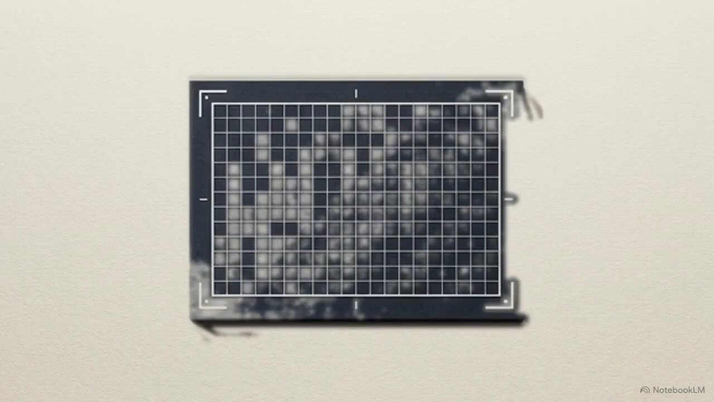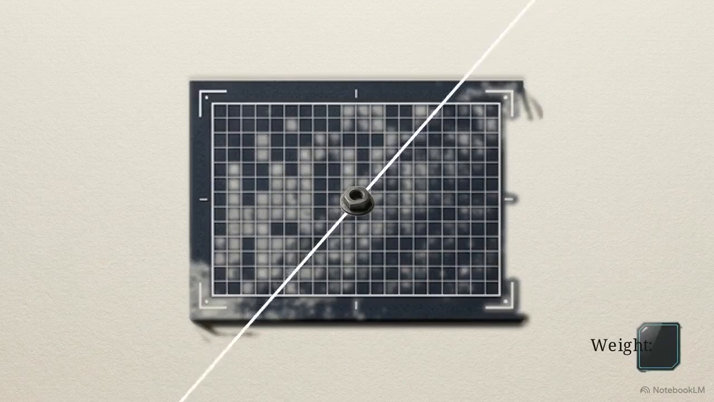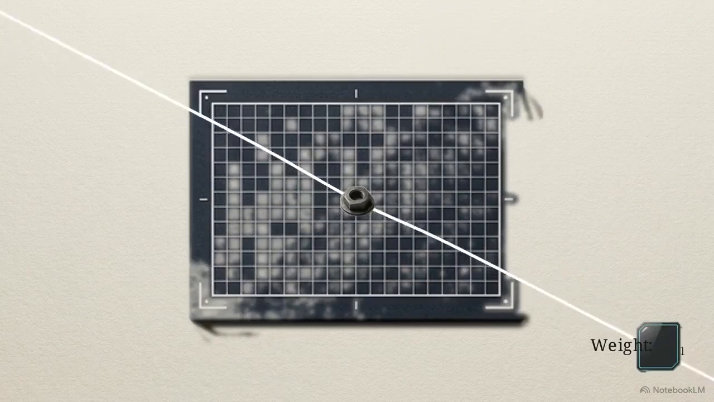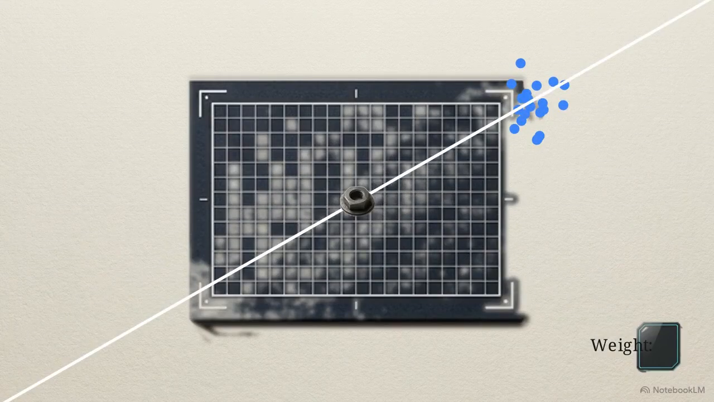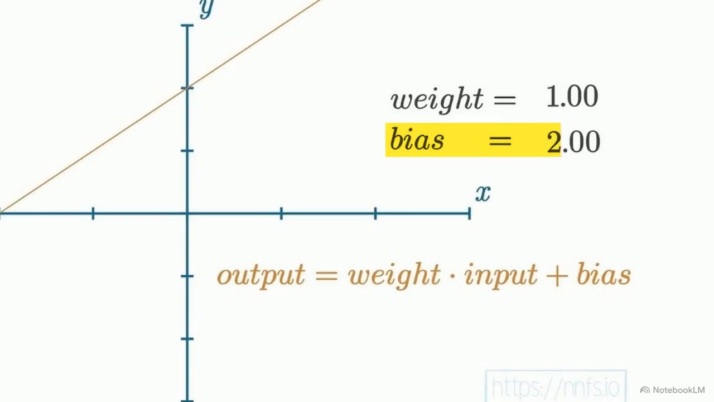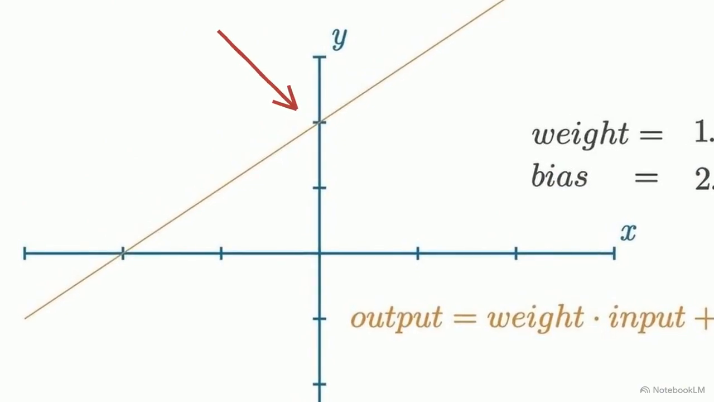However, weight alone is limited. No matter how much we change the slope, the line is stuck. It is always pinned to the graph's origin at 0. To map real-world data, the line needs to move freely. This is why we add bias. The bias acts as a vertical offset. By changing this value to 2.0, we unpin the line from 0 and shift the entire function upward, allowing it to intersect with data points anywhere on the map.